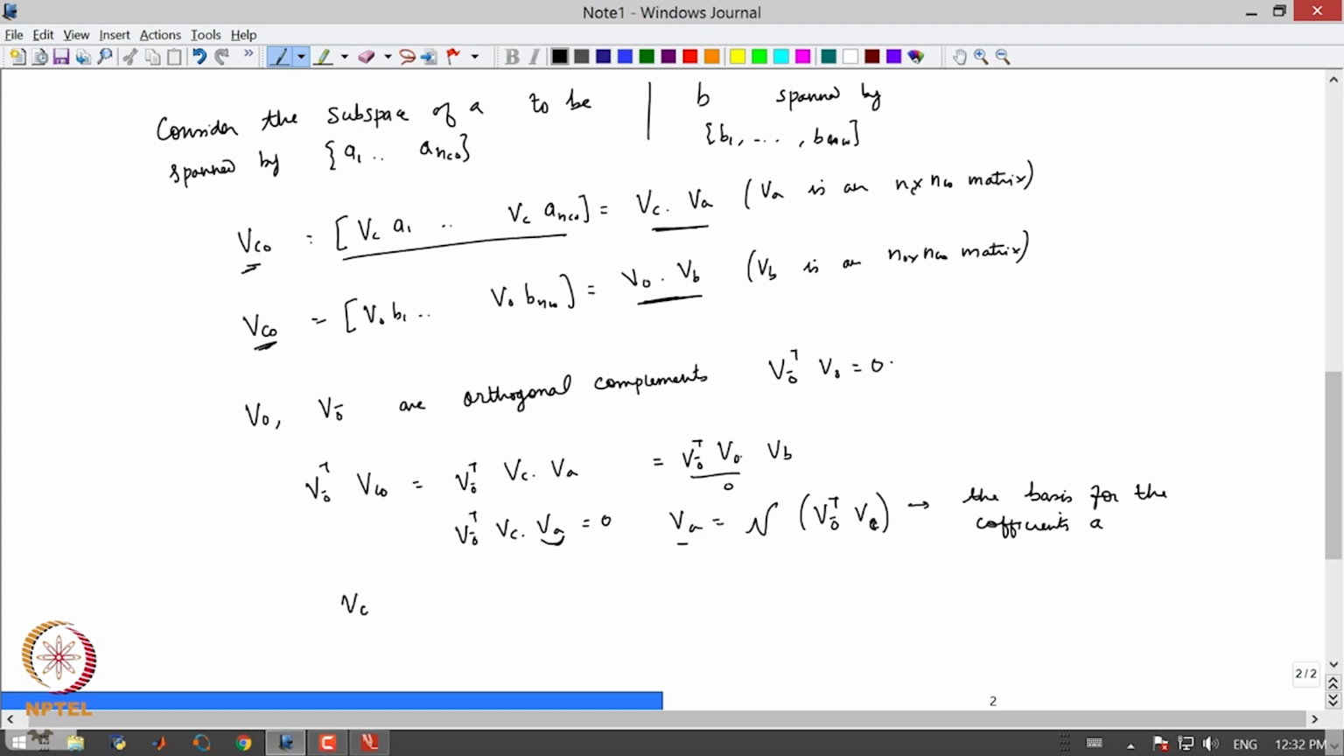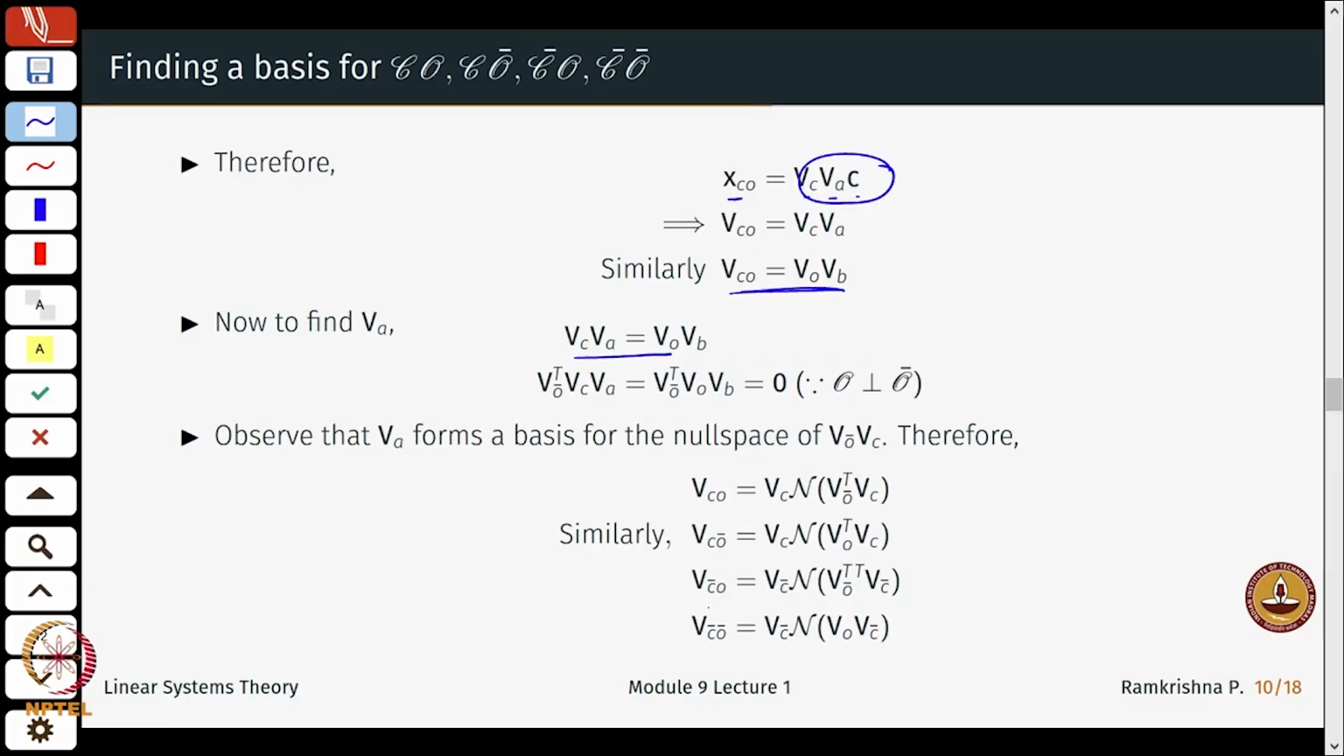what is V c naught? V c naught was V c times V a. Now, this is equal to V c. Now, where does V a come from? V a is just from the null space of V naught transpose times V c, right. So, this is the first one, the relation that we derive. Okay. And this, okay, the steps are written also here. So, this is what we derived. V c naught is V c times the null space of V naught transpose V c.